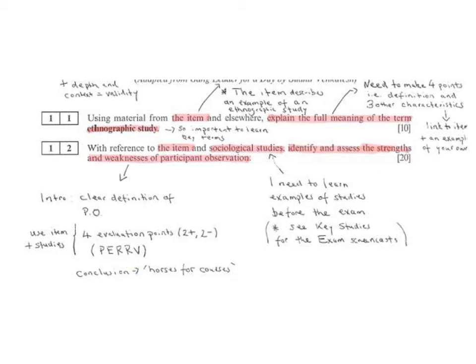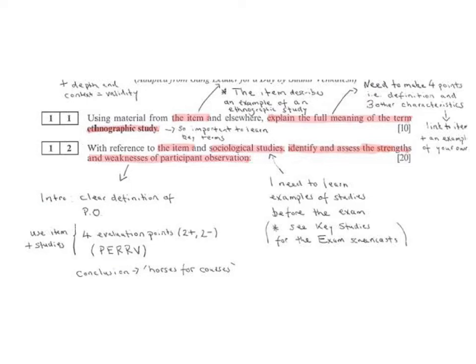So for example, in relation to participant observation, there can be big practical problems with this method. It takes a lot of time, it can be difficult to get into the group, it can be difficult leaving the group. Ethical issues are a particular problem if you're doing covert participant observation, because that obviously involves deception.